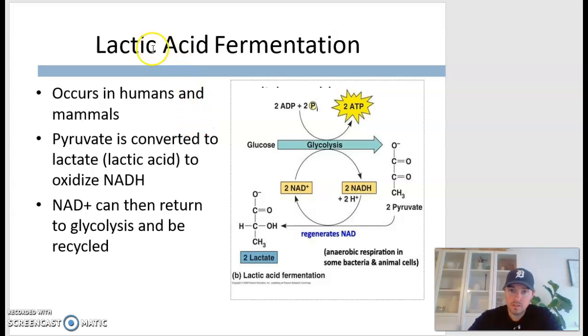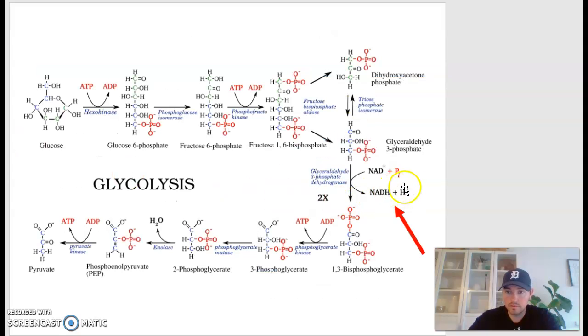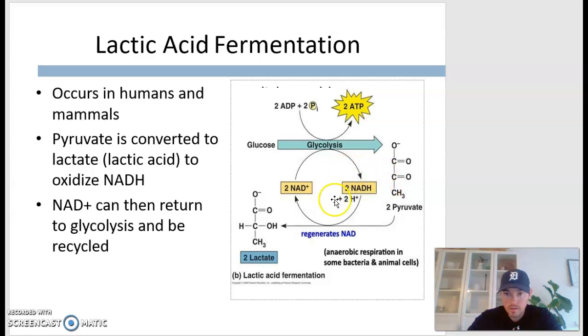Okay. So lactic acid fermentation is the first one we're going to talk about. This occurs in humans and mammals. If we look at the picture here, glucose goes through glycolysis and it produces 2 pyruvate. And it's going to net us 2 ATP in the process. Small amount of ATP, but we'll use it. That pyruvate is then going to get reduced from the NADH that was made in glycolysis. Remember this NADH? This NADH is going to reduce the pyruvate, and that's going to turn into lactate.